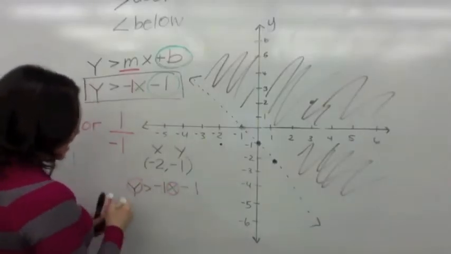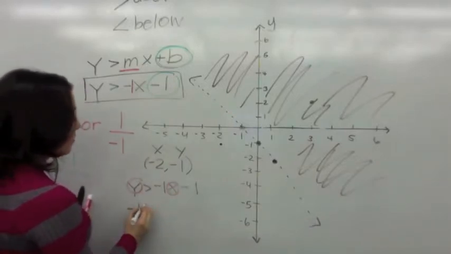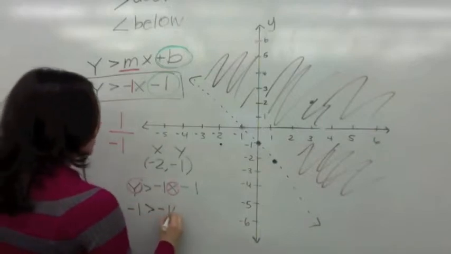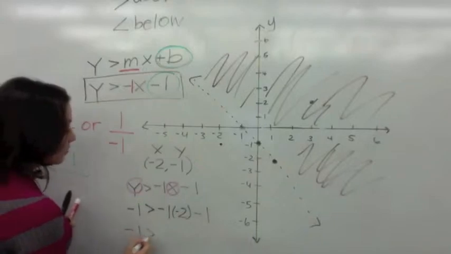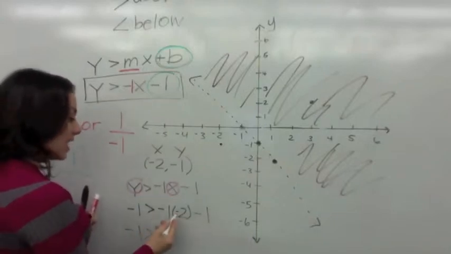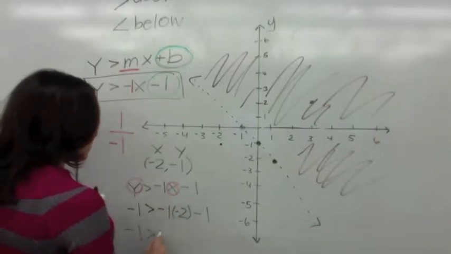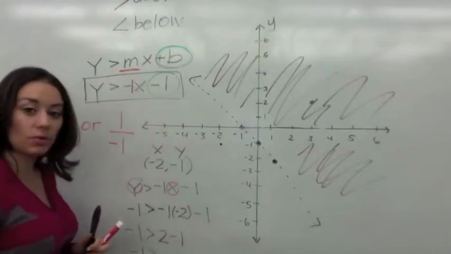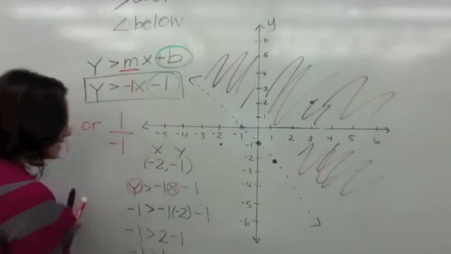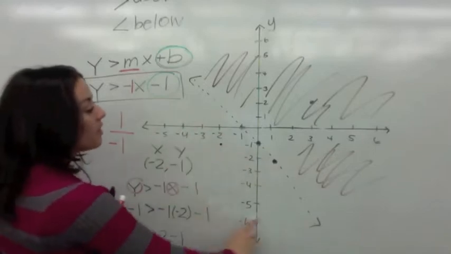So if we say, okay, -1 is y, right? What's y? It's -1. -1 is more than -1 times -2 minus 1. Here we go. Let's solve. What's negative times negative? Positive, right? So -1 times -2 is +2 minus 1. Is -1 more than 2 take away 1? What is 2 take away 1? It's 1. Is -1 more than 1? No. And that's why it's not part of a solution.